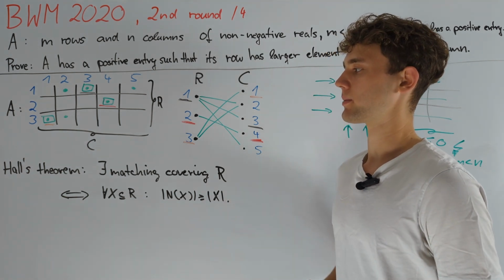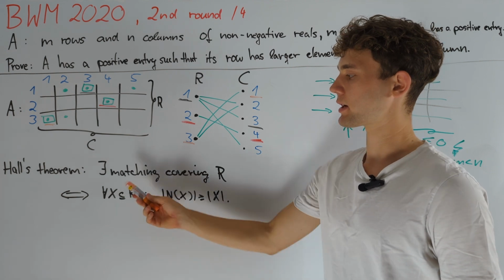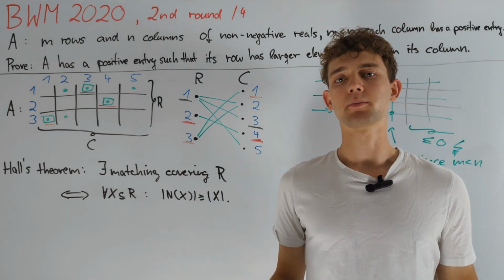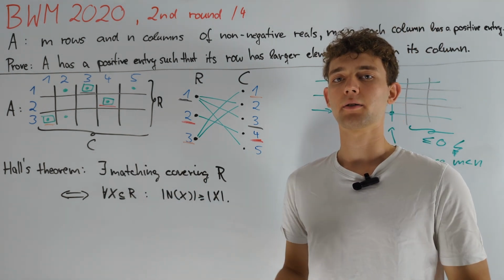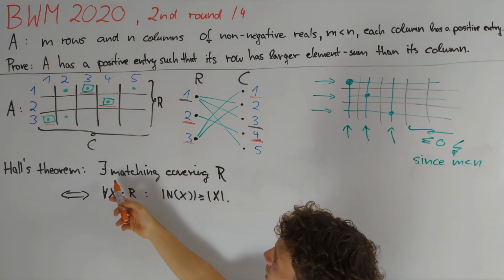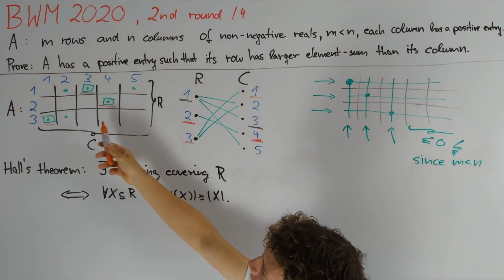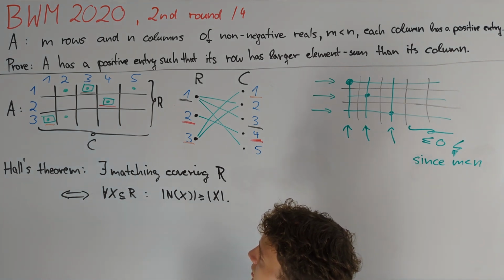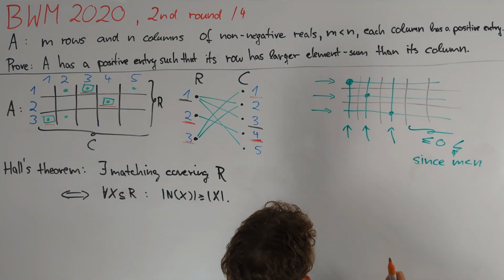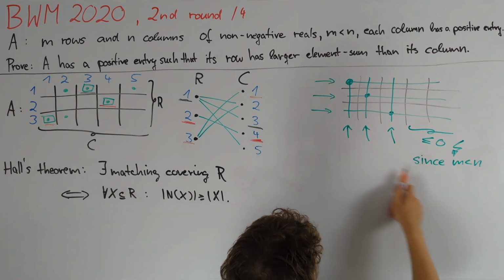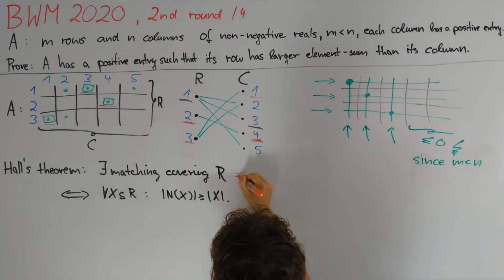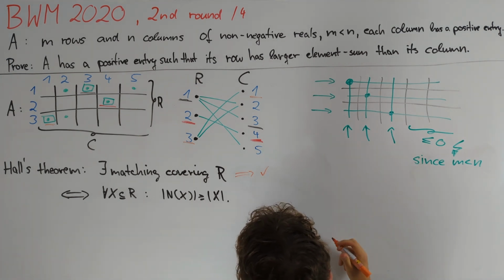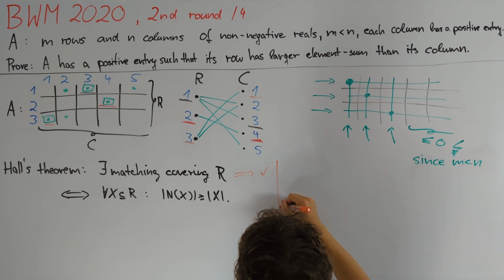But the interesting part about Hall's theorem is that the other direction also holds, and you can find a proof for that on kalimath.org. If there exists such a matching, then we can use our correspondence to find n positive entries in distinct rows and columns of A, which is enough to finish the proof by our idea from the start. So here we are done, and all that is left is to deal with the other case.